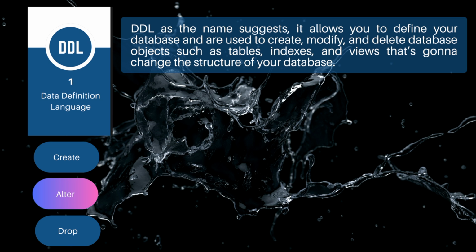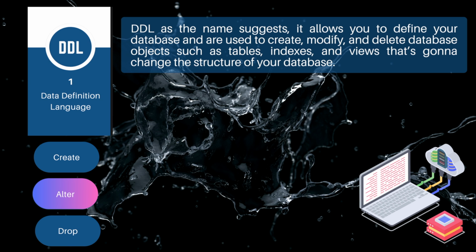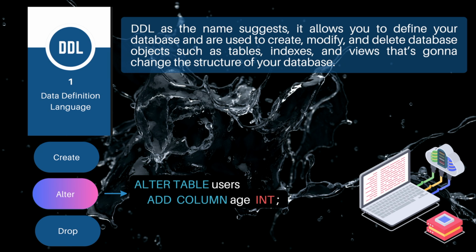So now let's look at the alter command. The alter command helps to alter or modify an existing object like a table by adding or dropping columns, changing data types, or renaming the table. So let's look at this example. In this query, we are trying to add a new column named age to the user table. The data type of the column is an integer.